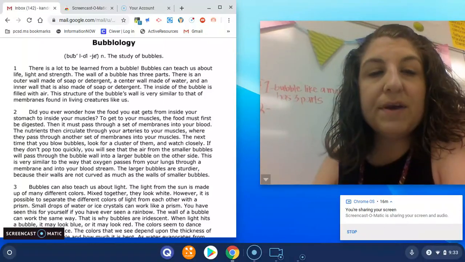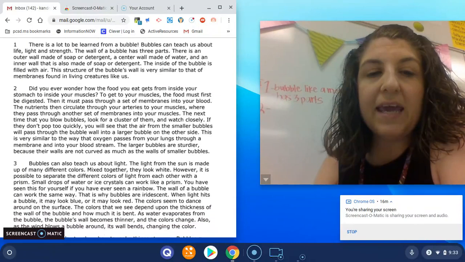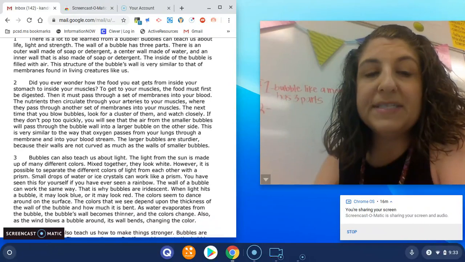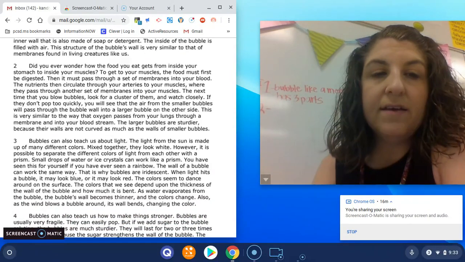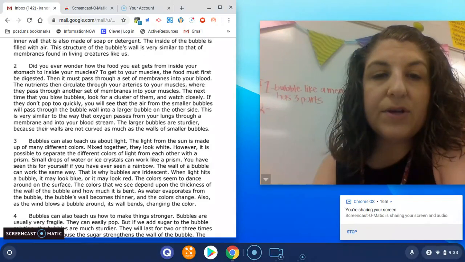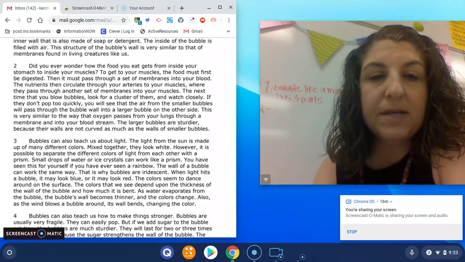Paragraph 2. Did you ever wonder how the food you eat gets from inside your stomach to inside your muscles? To get to your muscles, the food must first be digested. Then it must pass through a set of membranes into your blood. The nutrients then circulate through your arteries to your muscles, where they pass through another set of membranes into your muscles. The next time that you blow bubbles, look for a cluster of them and watch closely.